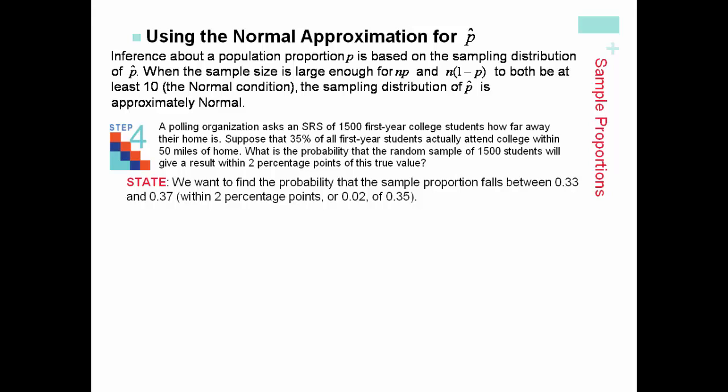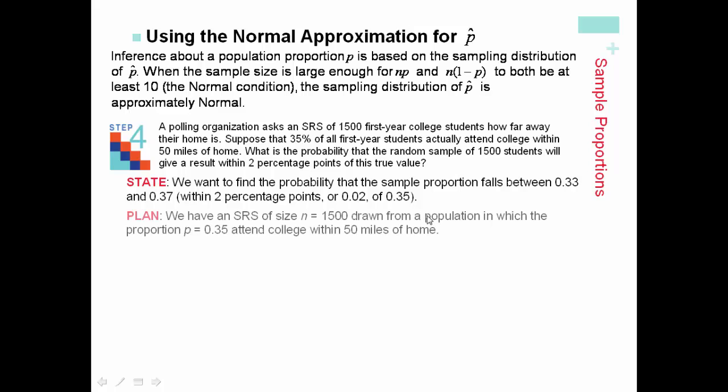First, we state the question. We want to find the probability that the sample proportion falls between 0.33 and 0.37, which is within 2 percentage points of 0.35, which was the 35%. Our plan: we have a simple random sample of n equals 1,500 drawn from a population in which the proportion p equals 0.35, or 35%, attend college within 50 miles of home.